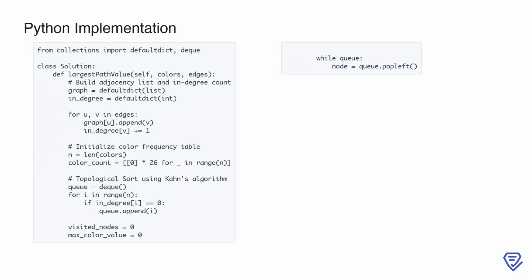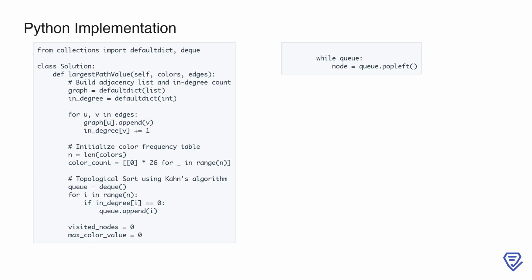Next, we iterate through the given edges to populate the adjacency list and update the in-degree of each node. Moving on, we initialize a color_count table, which is a 2D list where each row represents a node and each column represents a color from A to Z. This table will be used to track the frequency of each color along the paths leading to a node.